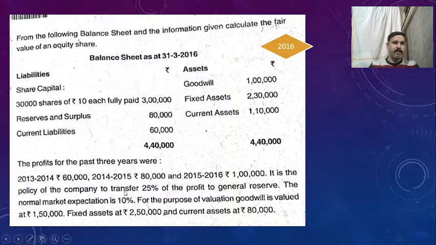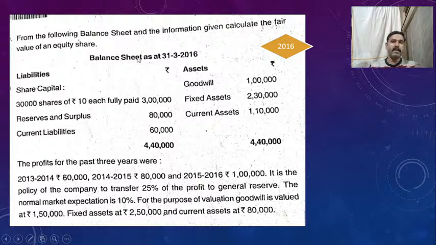It is the policy of the company to transfer 25% of the profit to general reserve. The normal market expectation is 10%. For the purpose of valuation, goodwill is valued at 1,50,000, fixed assets 2,50,000 and current assets 80,000. This is the revaluation or market valuation of the assets. So here we have to calculate the fair value of an equity share.